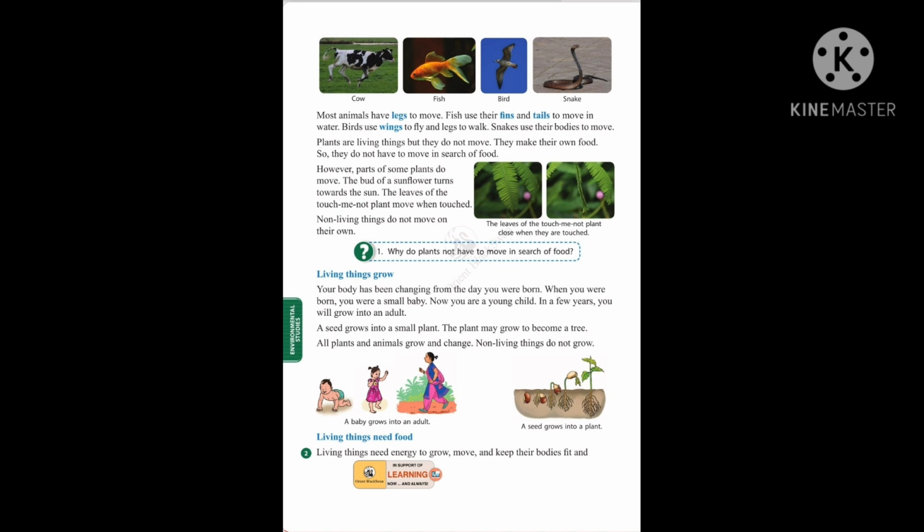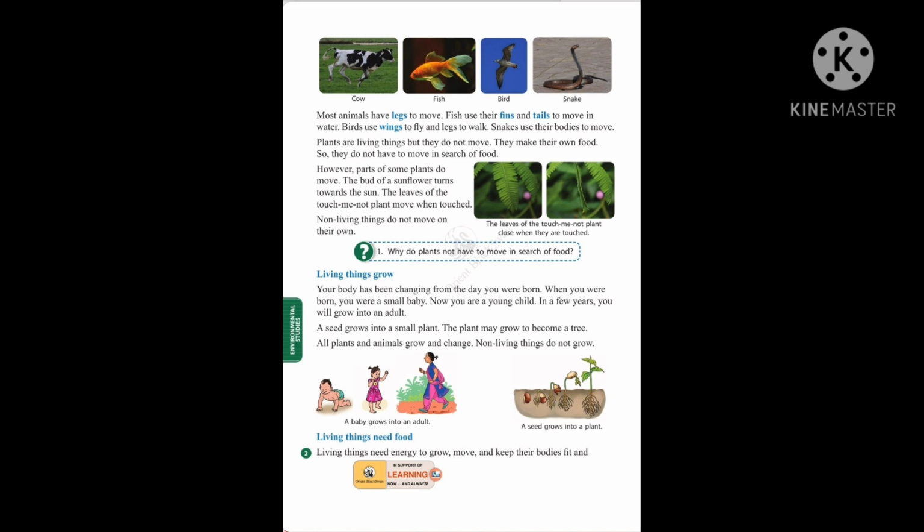However, parts of some plants do move. The bud of a sunflower turns towards the sun. The leaves of the touch-me-not plant move when touched. Non-living things do not move on their own. Second point, living things grow.